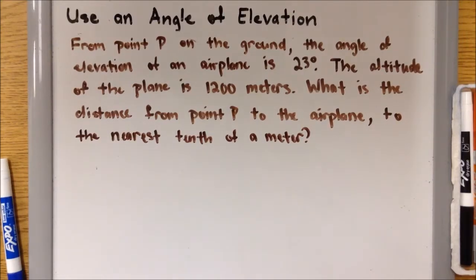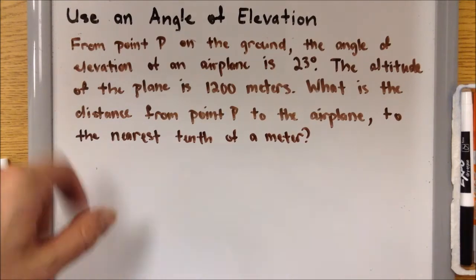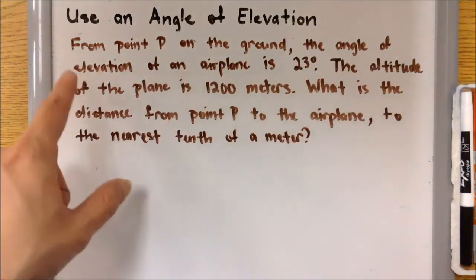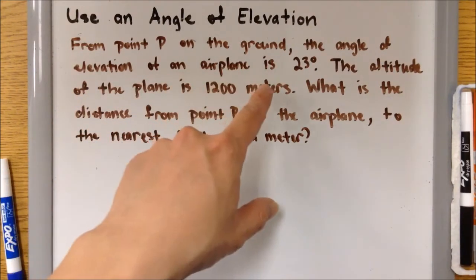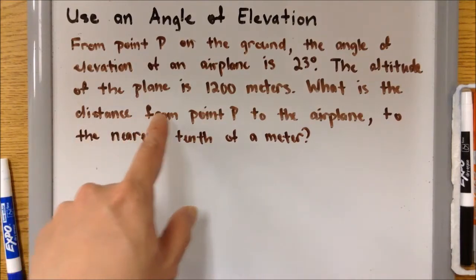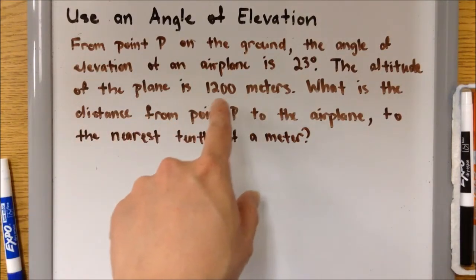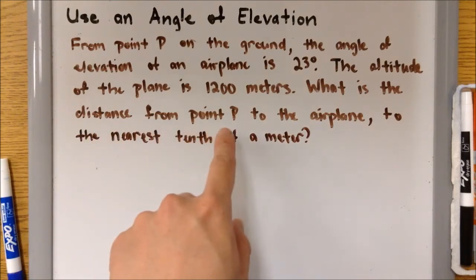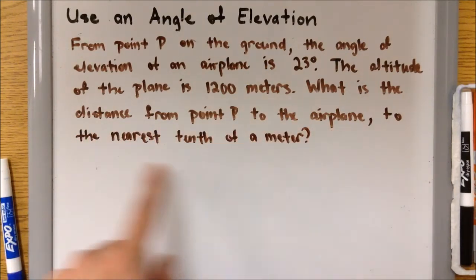Alright, so for our second example, the question is: from point P on the ground, the angle of elevation of an airplane is 23 degrees. The altitude of the plane is 1,200 meters. What is the distance from point P to the plane to the nearest tenth of a meter?